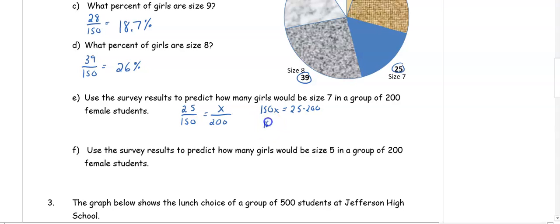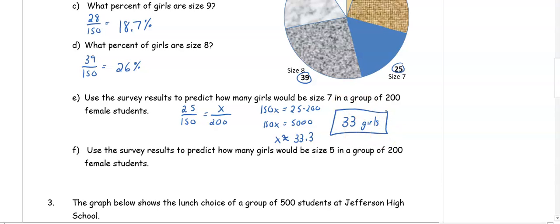So we get 150x equals 5,000. When we divide, we get that x equals 33.3. Remember, we can't have a decimal of people, so we're always going to round down for people. So we would have 33 girls.